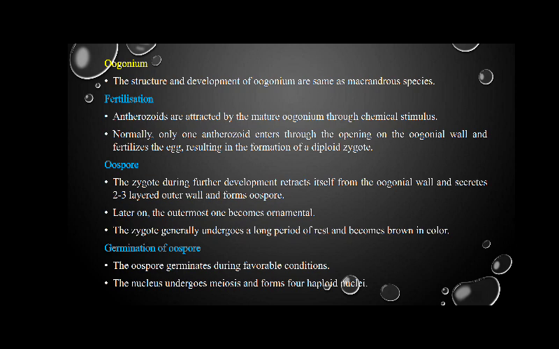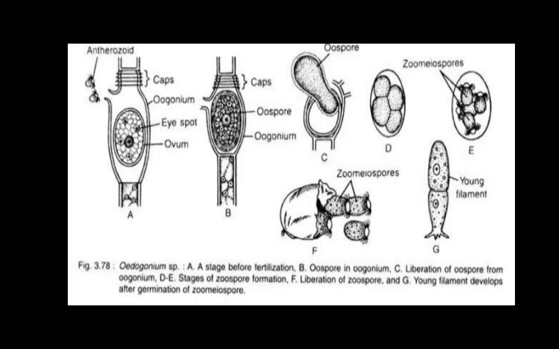During further development, the zygote secretes a 2 to 3 layered outer wall and forms the oospore. Later the outermost wall may become ornamental, and the zygote generally undergoes a period of rest and becomes brown in color. It germinates on the return of favorable conditions. Since this is a haplontic species, the nucleus undergoes meiosis and forms 4 haploid nuclei.